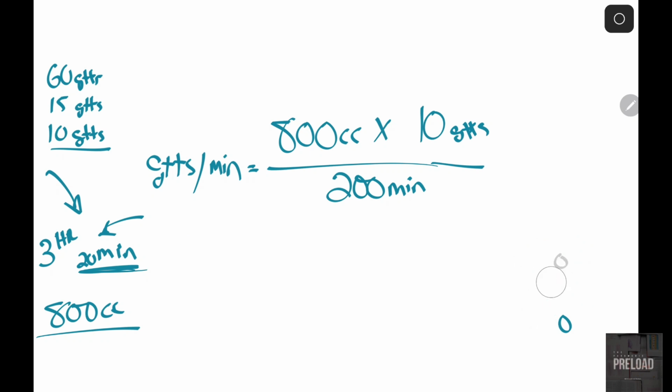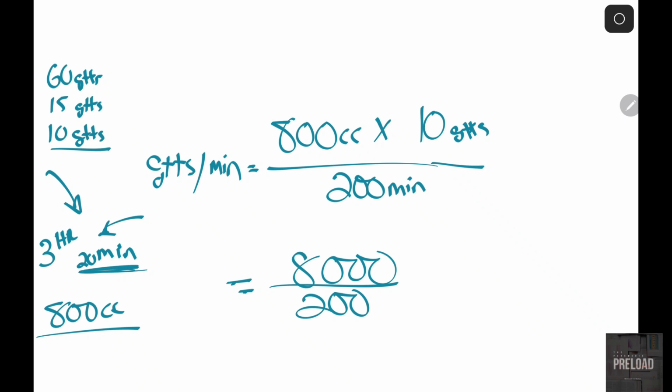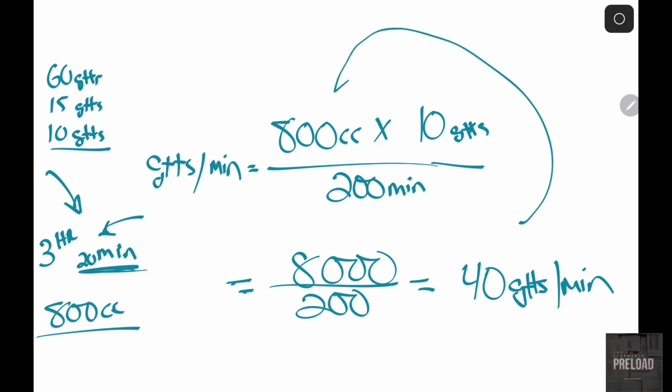So on this transfer here, let me get rid of some of this so we can work this out. We do the 800 times 10, which is 8,000. We divide that by our 200. And that is going to equal 40. So that is going to be 40 drops per minute. And if we give 40 drops a minute, that means by the time we reach our destination in 3 hours and 20 minutes, we have given a total of 800 cc's of that fluid in that 3 hours and 20 minute transfer.